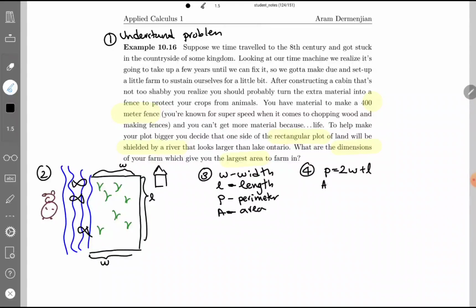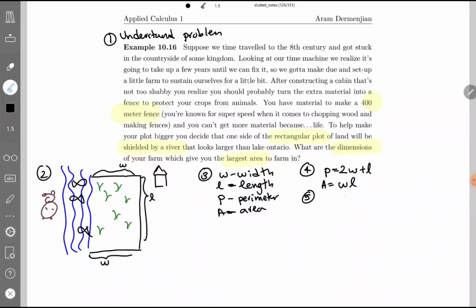But what's the area? This is what we're trying to solve. So I guess this is technically 4 and 5, so what's the area? The area is width times L, right? And so what we're going to want to do is express what we want. I guess this is 5. Maybe I should switch 5 and 4. No, I guess it's okay. So this was 4, yeah. I'm looking at my notes. Okay, this is 4, sorry.